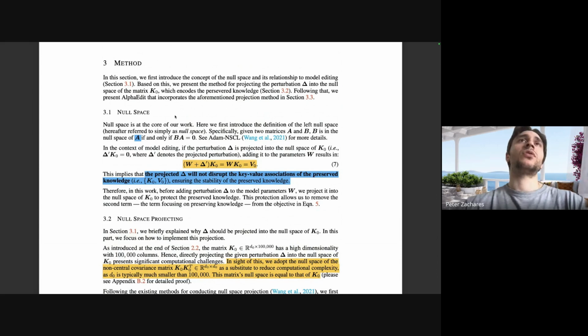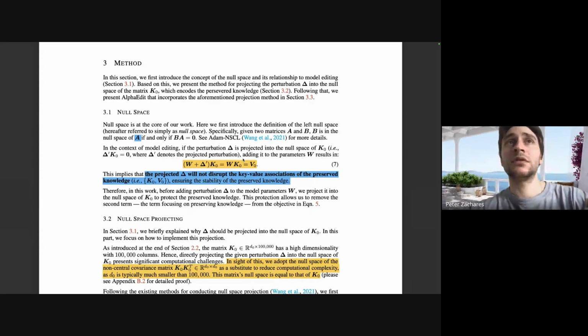Okay, so we talked about before this idea of null space and what it means. It means that when you multiply B by A, you get a zero matrix. And the key insight they have here is that they take the perturbation that they were going to update the weight matrix by and then project it into the null space of your K naught, which is your search queries for the old knowledge. So you want to make sure that when you query the old knowledge, you get the same output.